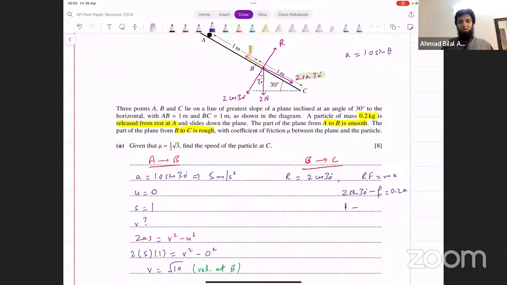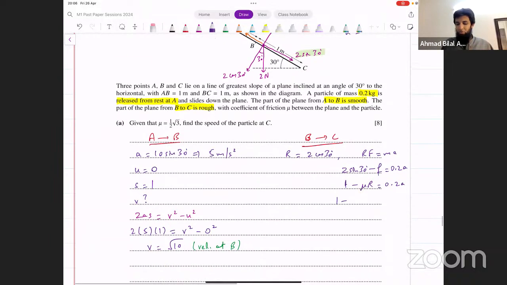Since the particle is moving, friction is at its maximum value, which is mu times R. So it becomes 1 minus mu R equals 0.2 times A. And you can input the value of mu and R here. mu is 1/2 into √3. That's what they've given. That's the value given here. What about R? You can put this on your calculator. 2 into cos of 30. That's giving me, what's cos 30? Cos 30 is √3/2, right?